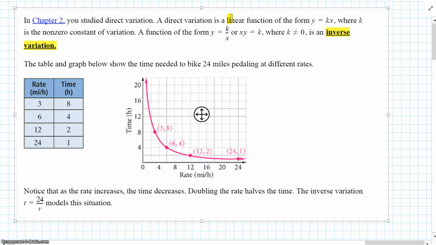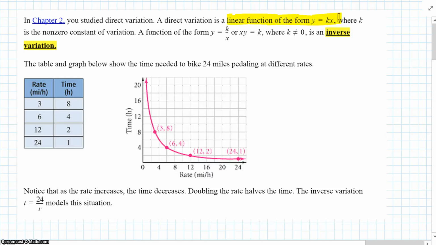A direct variation is a linear function in the form y equals kx, where k is a non-zero constant of variation. A function in the form y equals k over x, or x times y equals k, where k is not zero, is considered an inverse variation. So notice the difference.